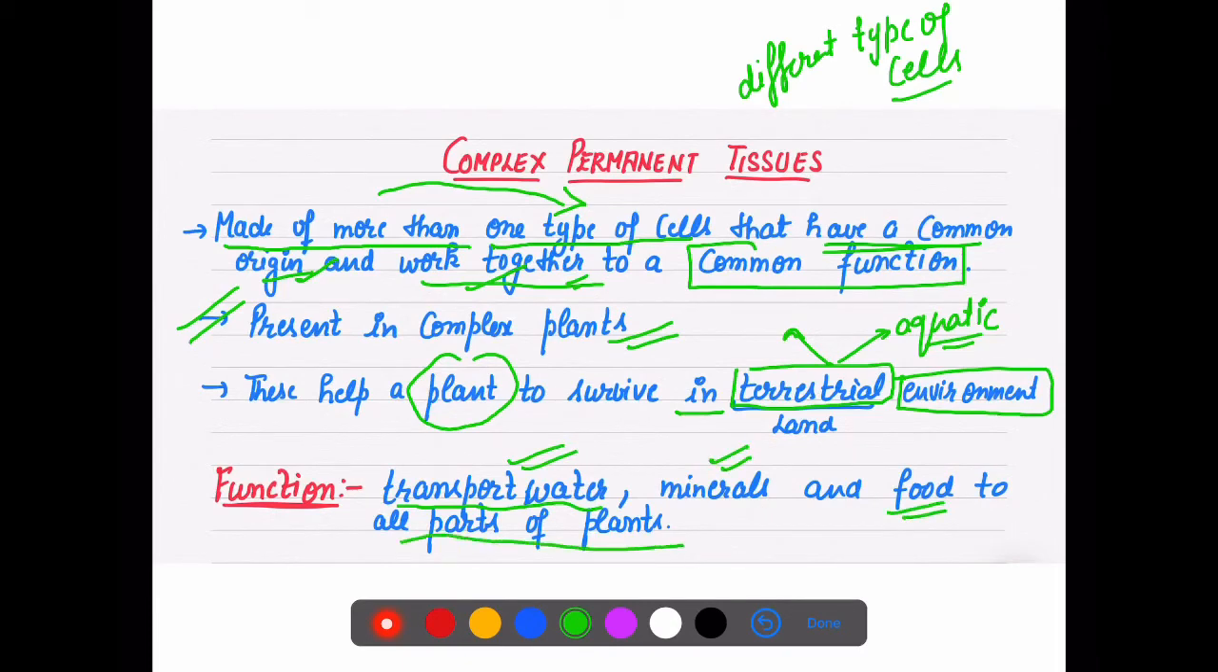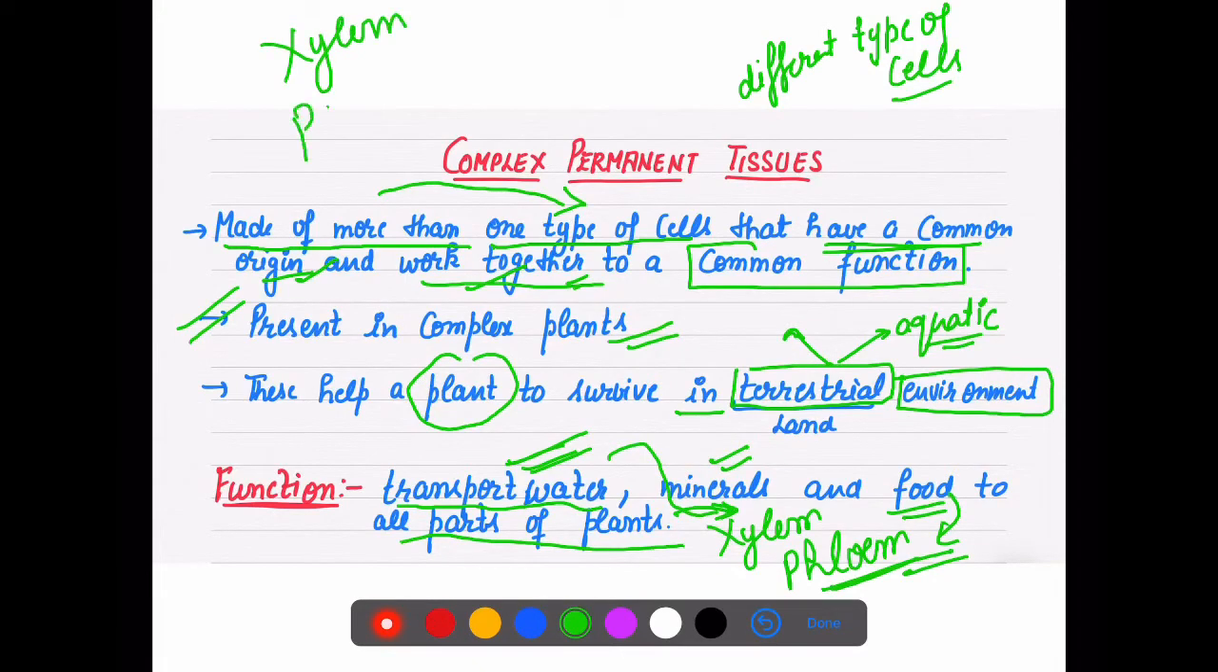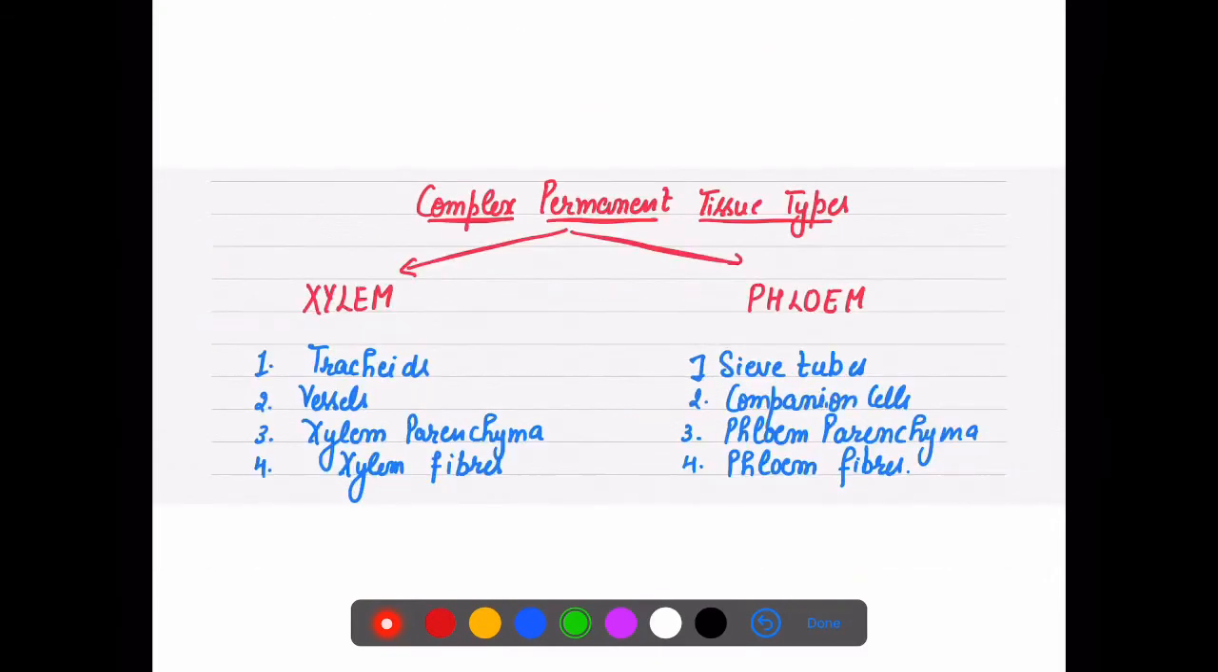Now you can have an idea that what we are going to talk about today is xylem and phloem, because in plants the tissue which helps in conduction of water and minerals is known as the xylem. The tissue which is helping in the transportation of food is known as phloem. So what is our today's topic? We are going to talk about xylem and phloem. They are complex permanent tissues. So we have two types of complex permanent tissue, that is xylem and phloem.